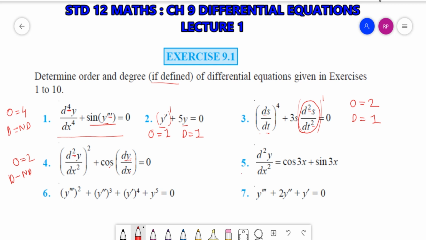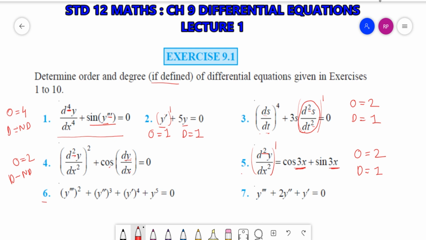Okay, now see here it's cos 3x. So now it is in the form of polynomial. Remember that. Okay, so now it's differentiated 2 times. So order is highest order is 2. And what is its power? Nothing is given. So 1. So its degree is 1.